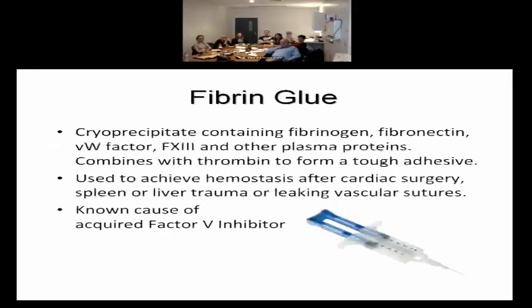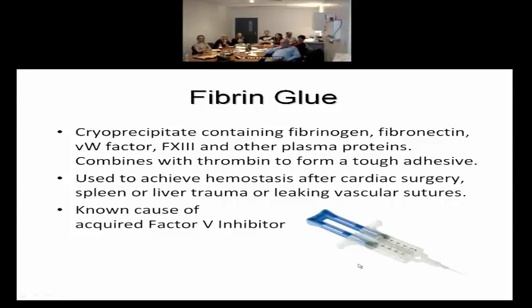So I'll give you a bit of background on what bovine fibrin glue is. It's a cryoprecipitate blood product that has a high concentration of fibrinogen, fibronectin, von Willebrand's factor, and factor 13, and it also contains other plasma products. It can be clotted with thrombin to form a tough adhesive coagulum that has been found to be clinically useful as a fibrin glue. The cryoprecipitate and the thrombin are kept in separate compartments.